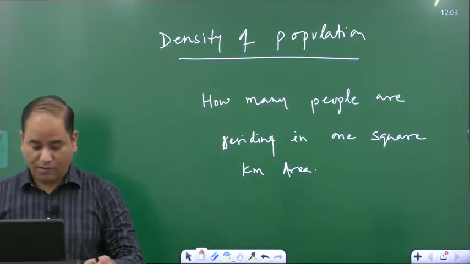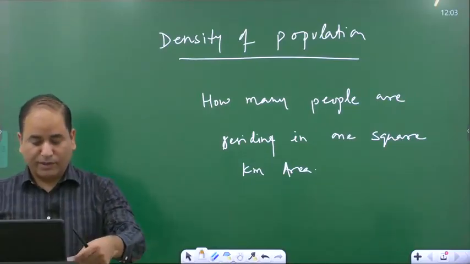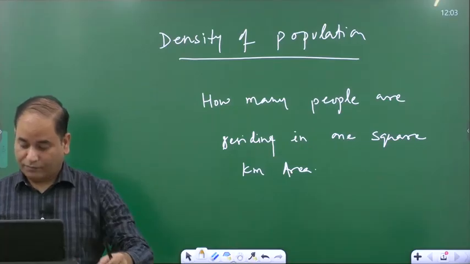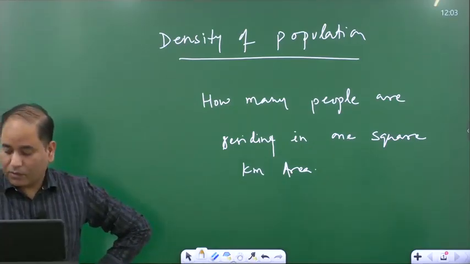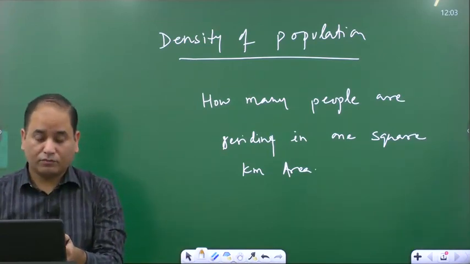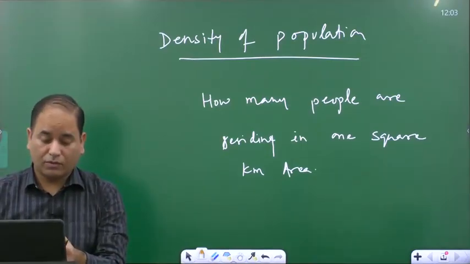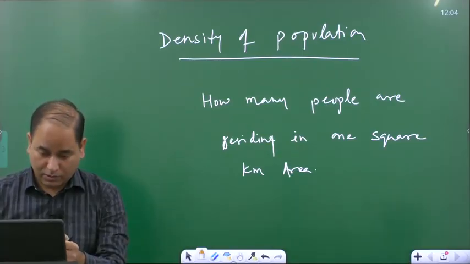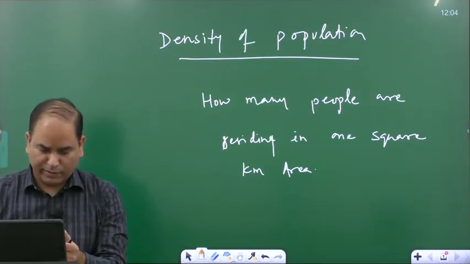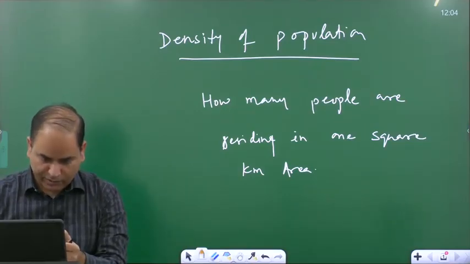simply refers to the number of people living per square kilometer. As far as, don't write, just wait a second.